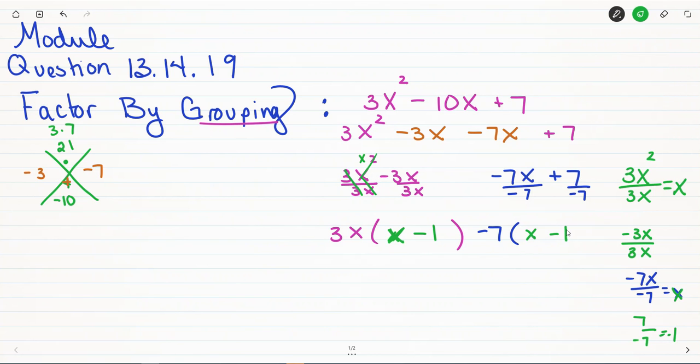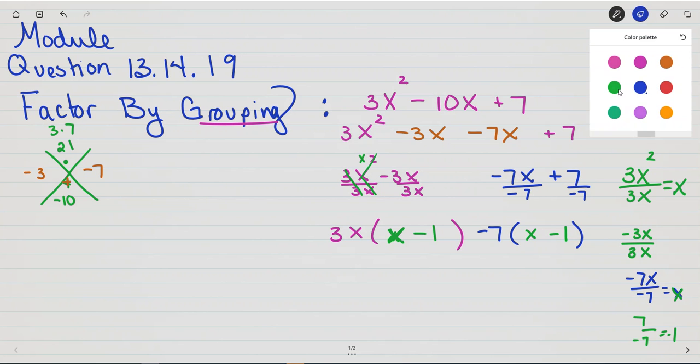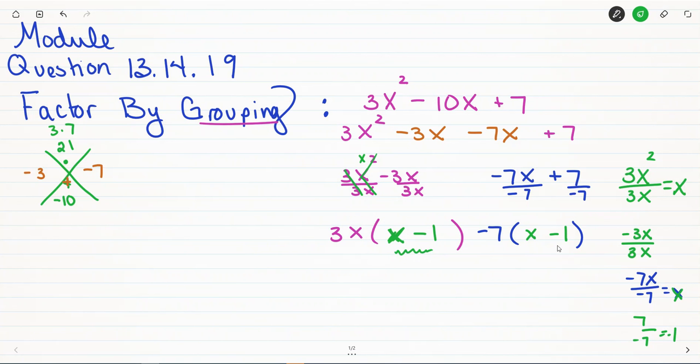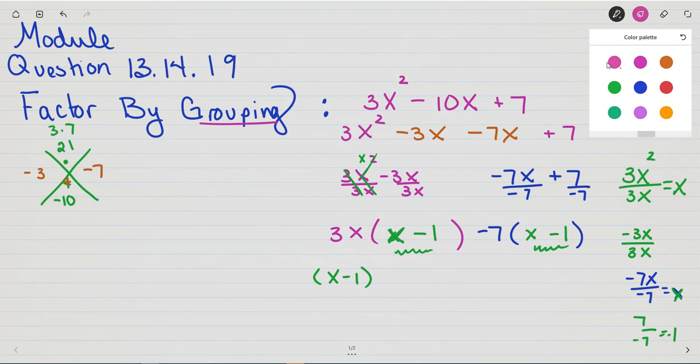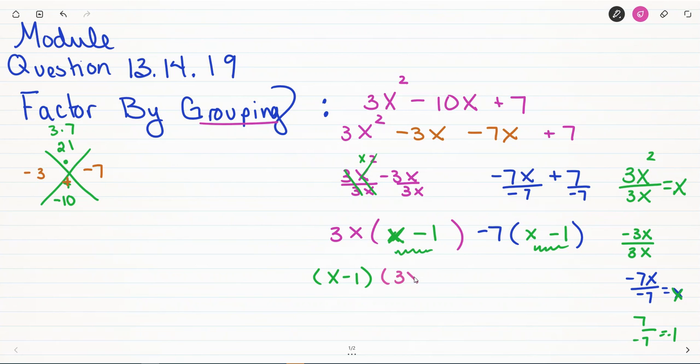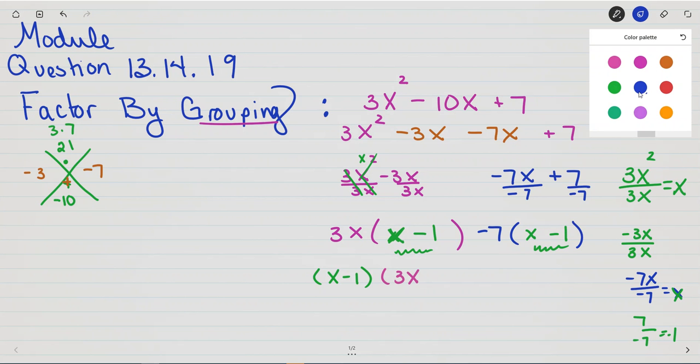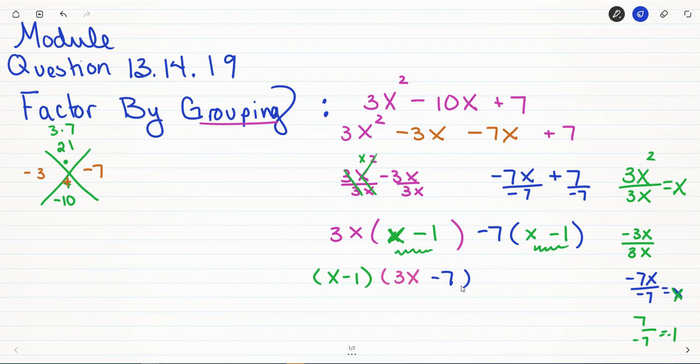What I'm going for here is to get a common factor after I do the grouping. So this x minus 1 matches up. Because the x minus 1 matches up, I can finish this problem by taking the x minus 1 and then the 3x and minus 7. Do you see where each of those came from? The pink 3x and the blue minus 7.